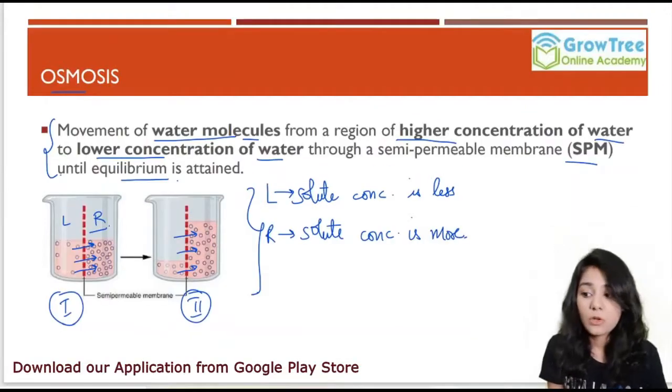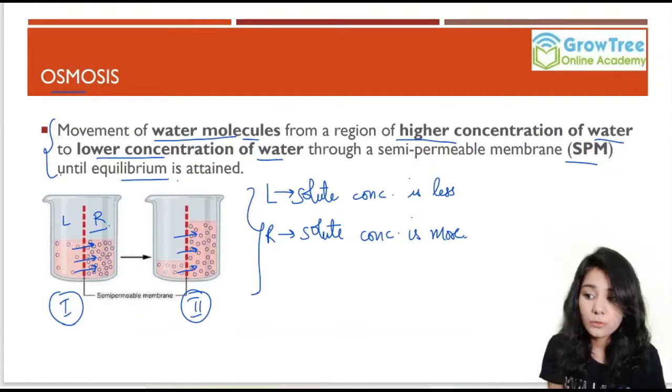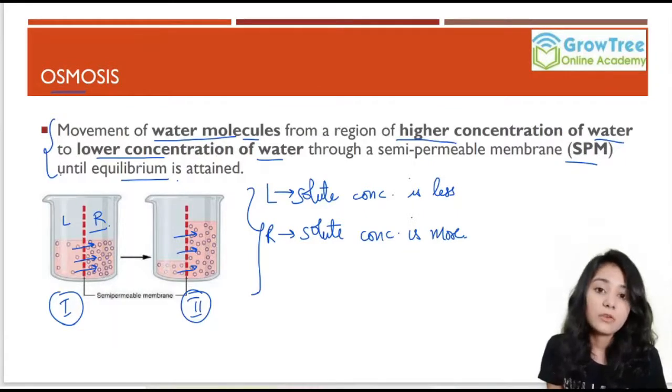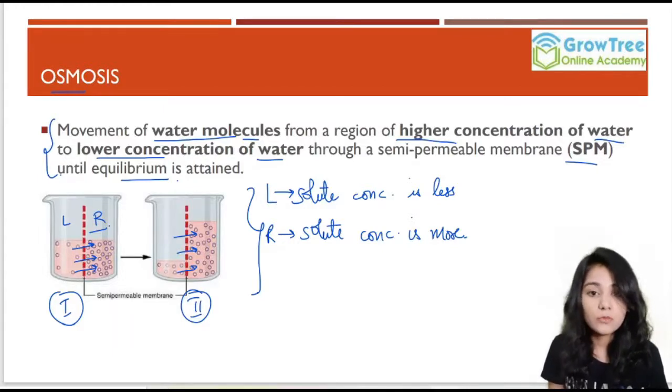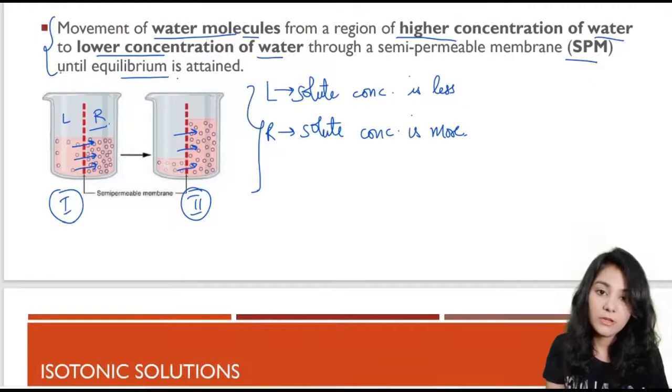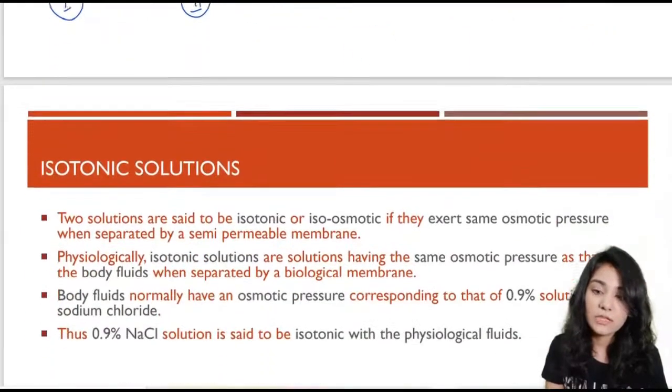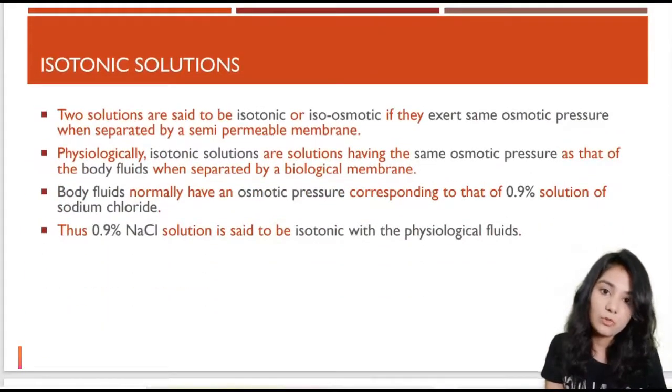Please note that solute particles cannot move through the semi-permeable membrane. Solute particles cannot pass through the semi-permeable membrane. Only the solvent molecules, that is water, can move through the semi-permeable membrane. That's why in osmosis we consider the movement of the solvent molecules only.